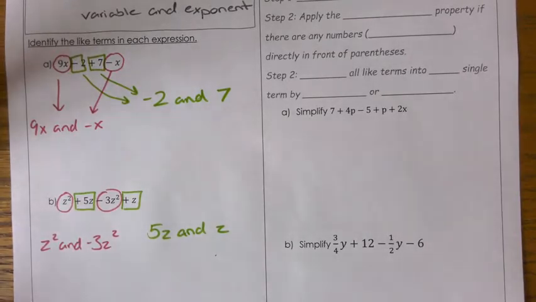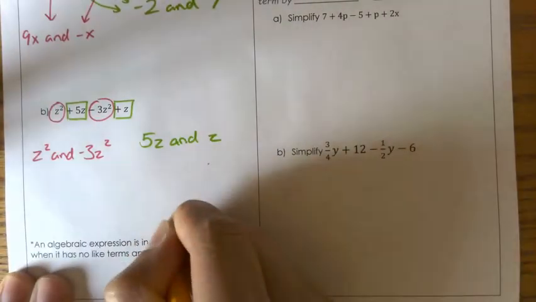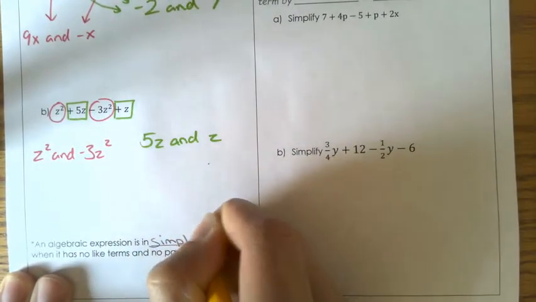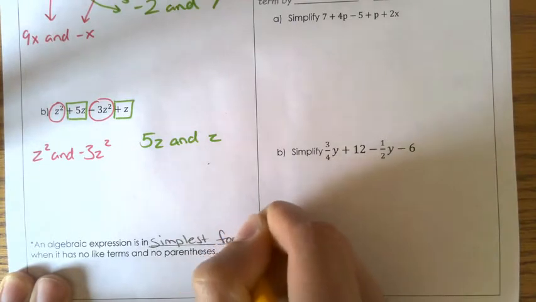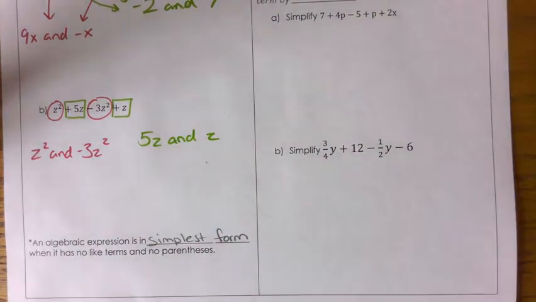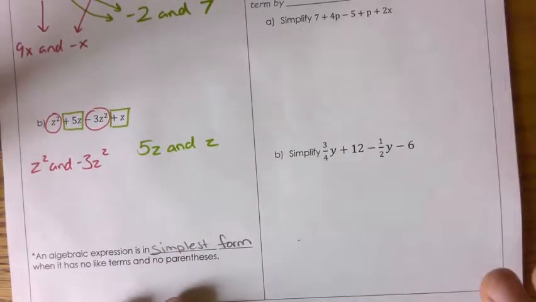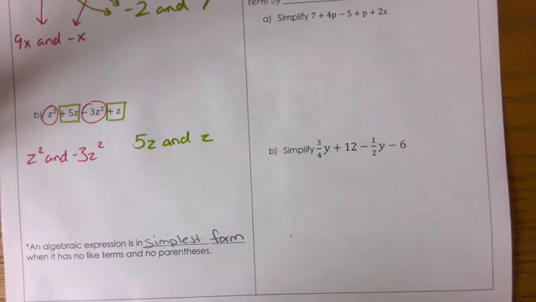And the reason you want to be able to group terms together is so we can simplify these, because an algebraic expression is in simplest form when it has no like terms or parentheses. So meaning that everything is combined. There's nothing left that could be combined or simplified to be smaller, which is going to help us when we're solving equations, which is why all these concepts are really important in this lesson.